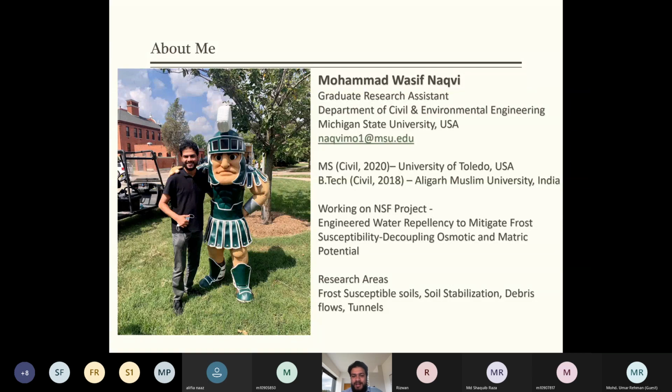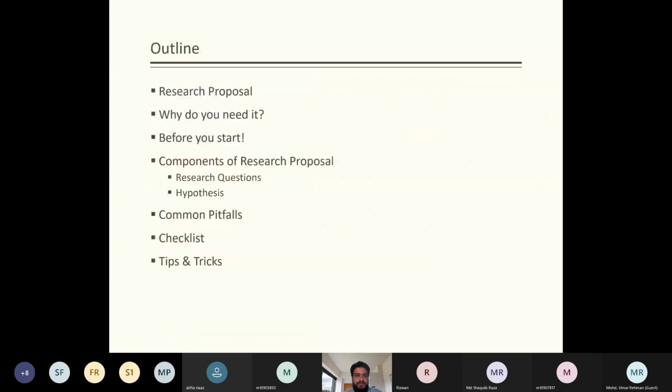So right now, I'm working on a National Science Foundation project, which is basically engineered water repellency to mitigate frost susceptibility, decoupling osmotic and matric potential. It is a project related to geotech as well as pavement, and my research areas are frost-susceptible soil, soil stabilization, debris flow, and tunnel. Here is my photo with the mascot of our university. Our university mascot is a Spartan. So yeah, let's dive into the presentation.